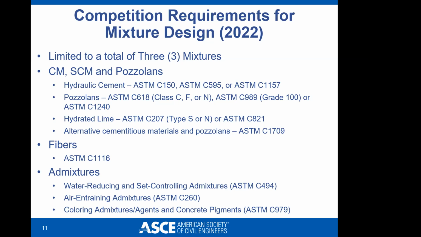The admixtures are covered here. That basically covers a multitude of admixtures, water reducing, superplasticizers, set controlling admixtures. They fall under C494. Your air entraining admixtures under C260, and also covers your pigments and curing compounds, which fall under 979.